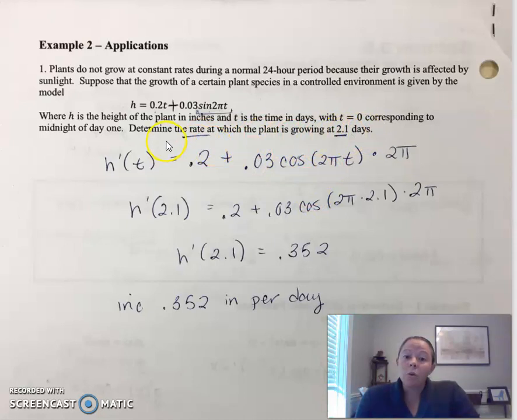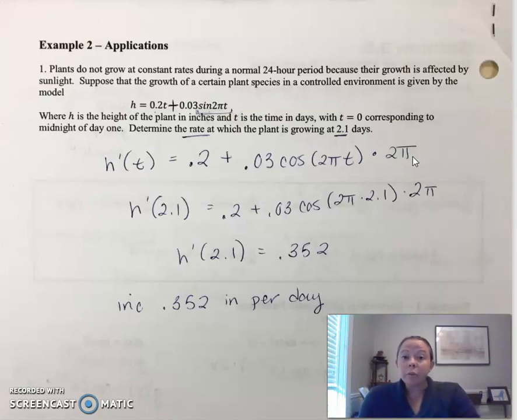Okay, so rate at a specific time. That's calculus, that's a derivative. So that's the first thing we're going to do. We're going to find the derivative of this function. Now remember, you have two different terms, so do the derivative of each part. That's just a linear, so it's just the slope, 0.2, plus that 0.03 is a scalar, so leave it out in front. 0.03 is your scalar, and then this is what you're focusing on. So sine turns into cosine, inside stays the same, but then times the derivative of the inside.